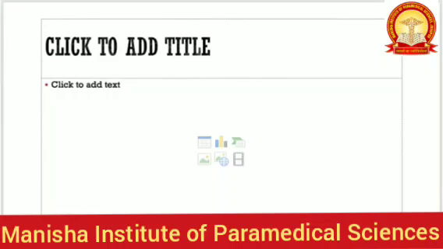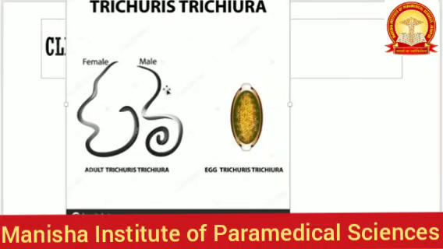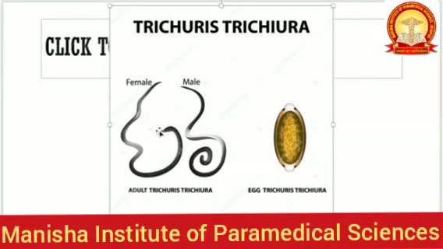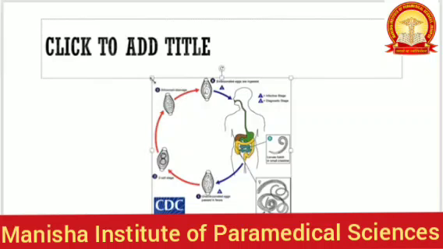Again, this is one more photo of the egg as well. See, this one is coiled, male. This one is quite straight, so female. So you can see over here, we will talk about the life cycle of this condition.